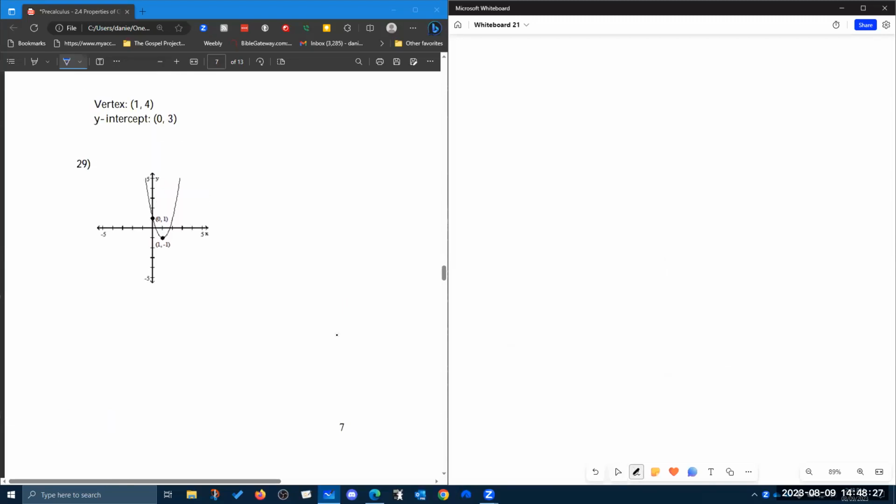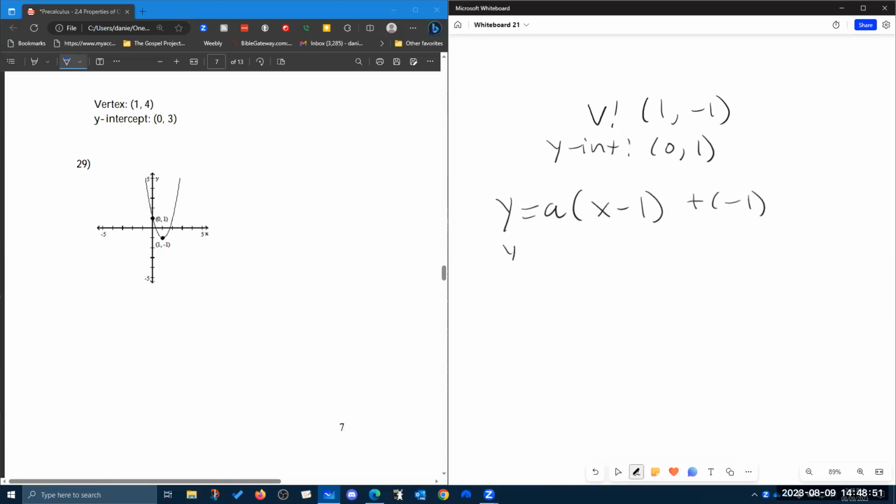We have a graph here whose vertex is at (1, negative 1), and whose y-intercept is given on the graph as (0, 1). So y equals a times (x minus h) squared plus k. Y equals a times (x minus 1) squared minus 1.